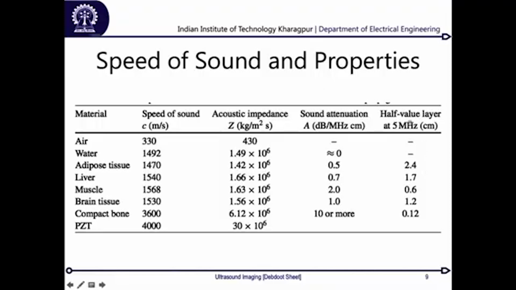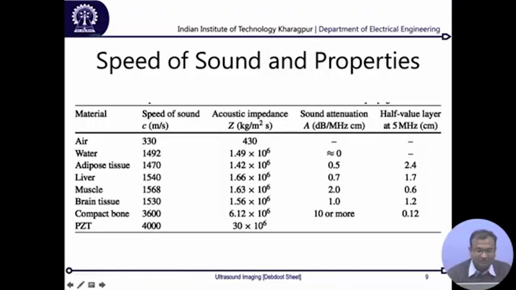Okay. So now another factor which you will have to look at is this half value layer. What this half value layer means basically is when you are emitting a pulse from the transducer, it has a certain power, so the power decreases to half of it at what distance. So this is similar to a half power distance or half power bandwidth you have for electromagnetic systems as well.